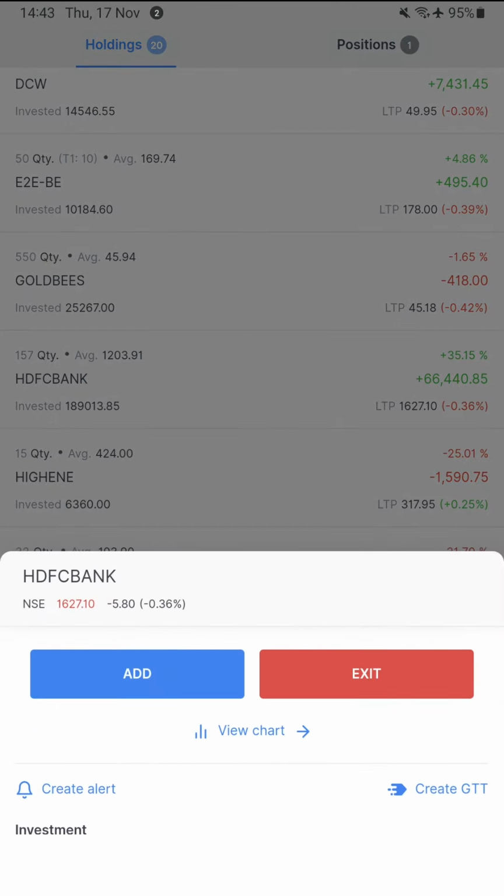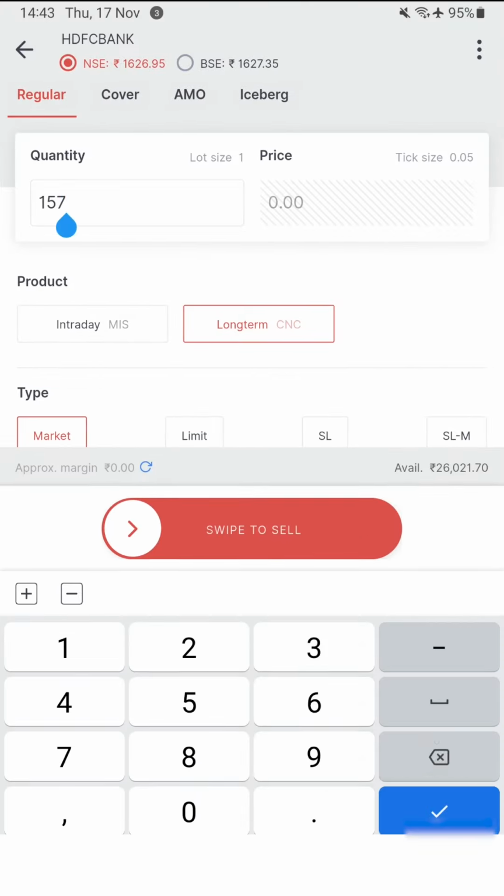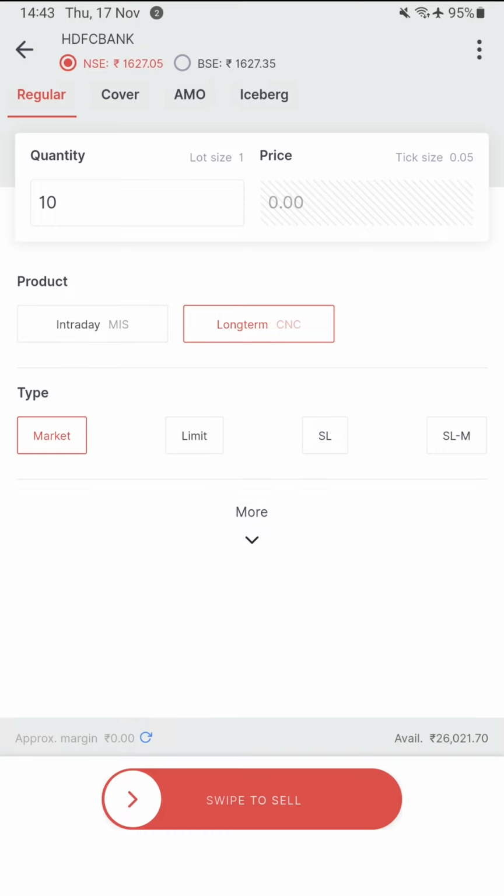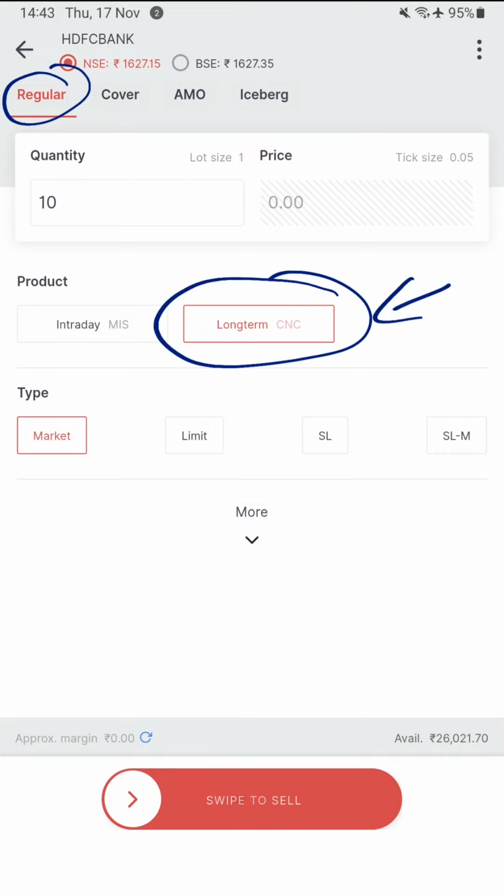So I'm going to select this and say, let me set a stop loss. It's a stock which is in my holdings, so I'm going to do an exit over here to set my stop loss. I'll click exit. I will set my quantity as 10 for the purpose of this video, and within the regular order I'm going to select long term, because these are in my demat account. These are long term holdings, and for stop loss I have to select either of these two options.